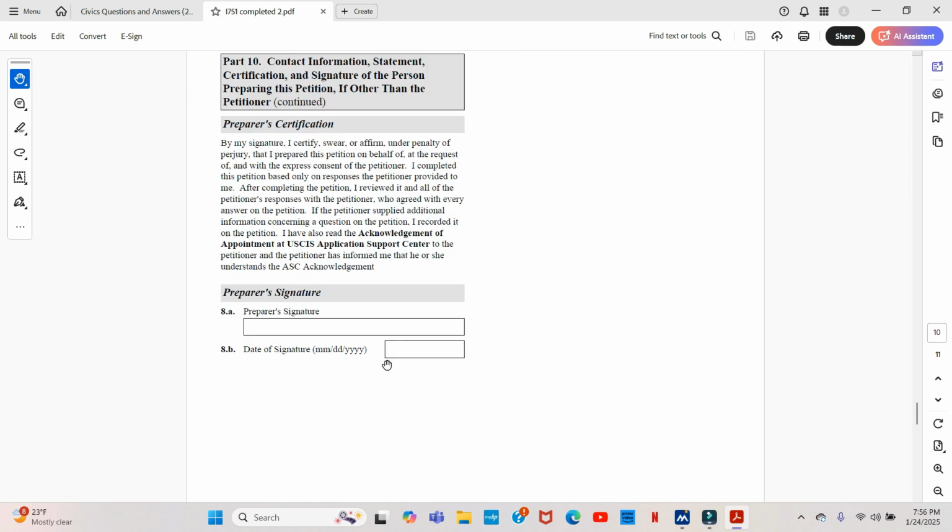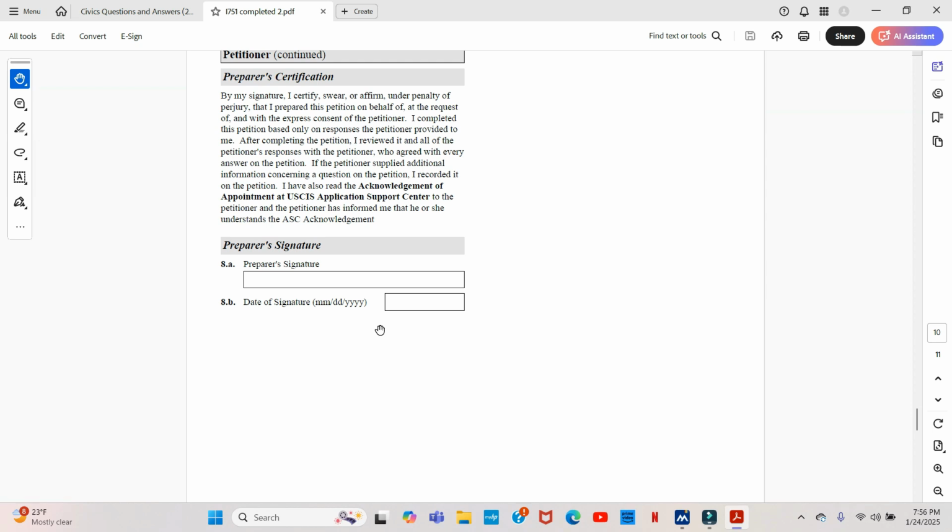Moving on, part 10, preparer's signature. One would not be applicable since one was not used. So you could fill in NA in the boxes.